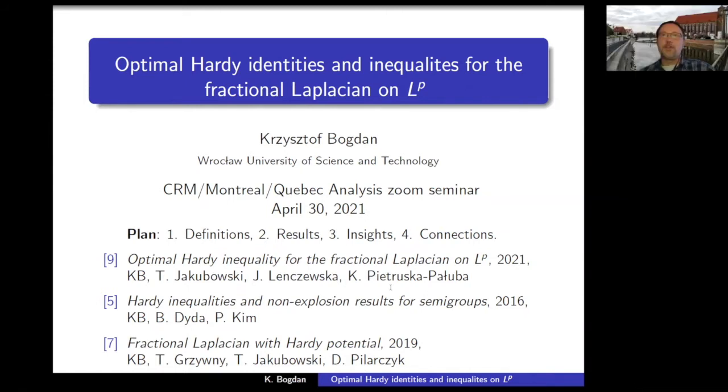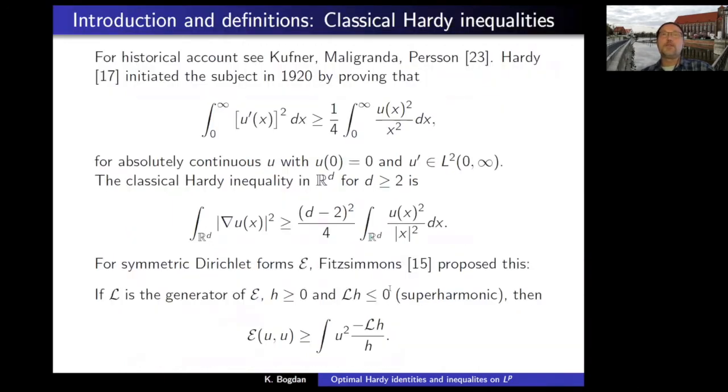I have also a bit excessive bibliography at the end of the file, which I will probably not be able to discuss. But let's start. So here's about the beginnings of the topic. The historical account is in a book of Kufner, Maligrand, and Persson. The whole thing started over 100 years ago now, and Hardy proved this inequality that we see here for half-line, for functions which vanish at 0.